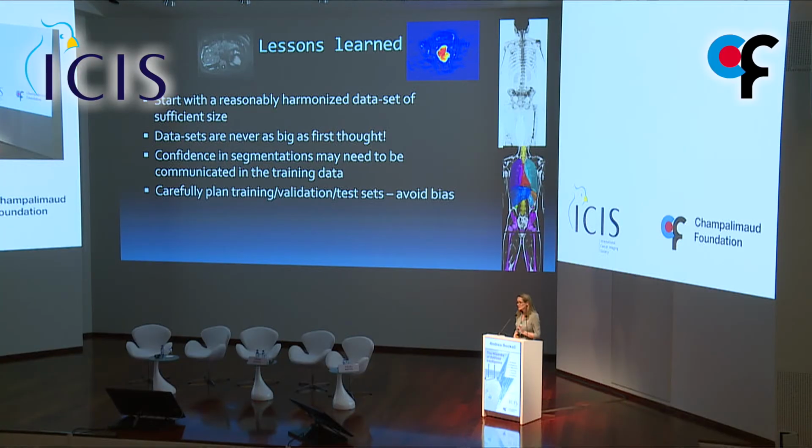You have to start with a reasonably harmonized data set that's of sufficient size so that you can actually achieve the task at hand. Data sets are never going to be as big as you first thought. Confidence in segmentation may need to be communicated in the training data because we don't always have full confidence in what we're segmenting, even as hard as we try. I think careful planning of the training, validation, and test sets is really important so that we avoid bias in our training. And I think the validation needs to be robust, it needs to be realistic, and we need to test generalizability of the tools across institutions.